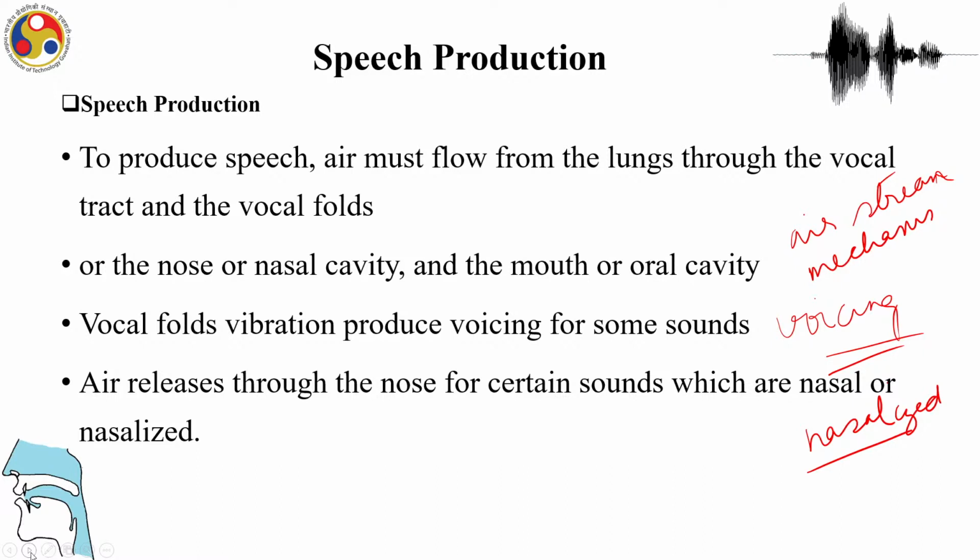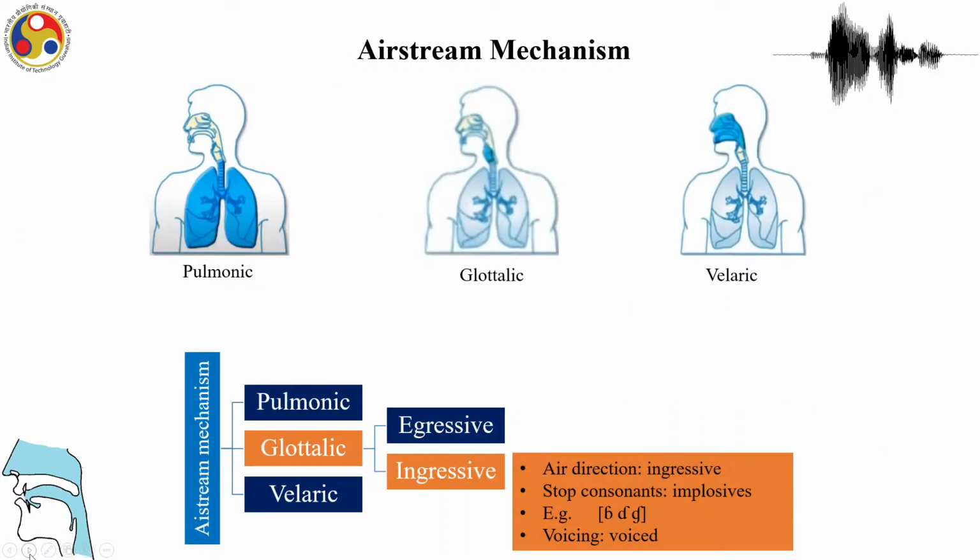So the airstream mechanism, the role of the glottis, and the role of the other parts inside the vocal tract in production of the sound. So this is the airstream mechanism. Whenever we have the pulmonic airstream mechanism, the air push of the lungs, which you saw in the IPA chart, most of the sounds of the world's languages are produced as a result of the pulmonic egressive airstream system. However, there are other airstream mechanisms.